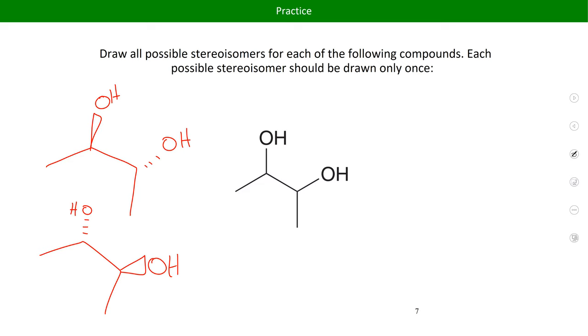So we have two stereo centers. There's four ways we can draw it. But if one of them happens to be a meso compound, then two of the four are going to wind up being identical. So these ones are not meso, right? But if I drew them both up or both down, now we get that internal mirror plane.